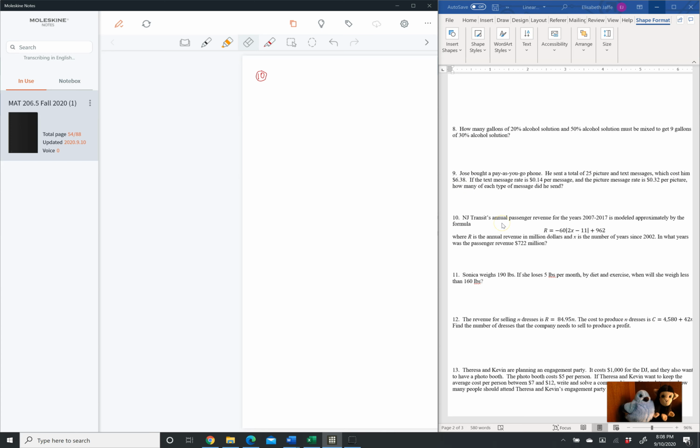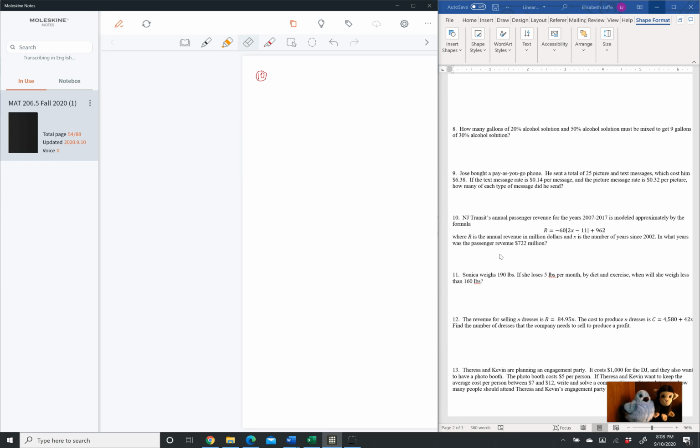This says New Jersey's transit annual passenger revenue for the years 2007 to 2017 is modeled approximately by the formula, and then it gives us this very nice little formula, where R is the annual revenue in $1 million, and x is the number of years since 2002. In what years was the passenger revenue 722 million? So it's telling you R is 722, because remember, this says revenue in $1 million. So we don't say 722 million for R, we say 722.